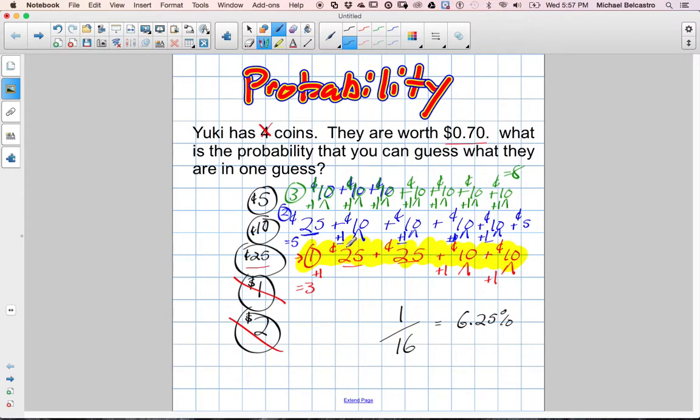Remember when there was a 4-coin limit? What was the probability? It was 1 in 1. There was only one way to do it, right? So we're for sure going to get it.